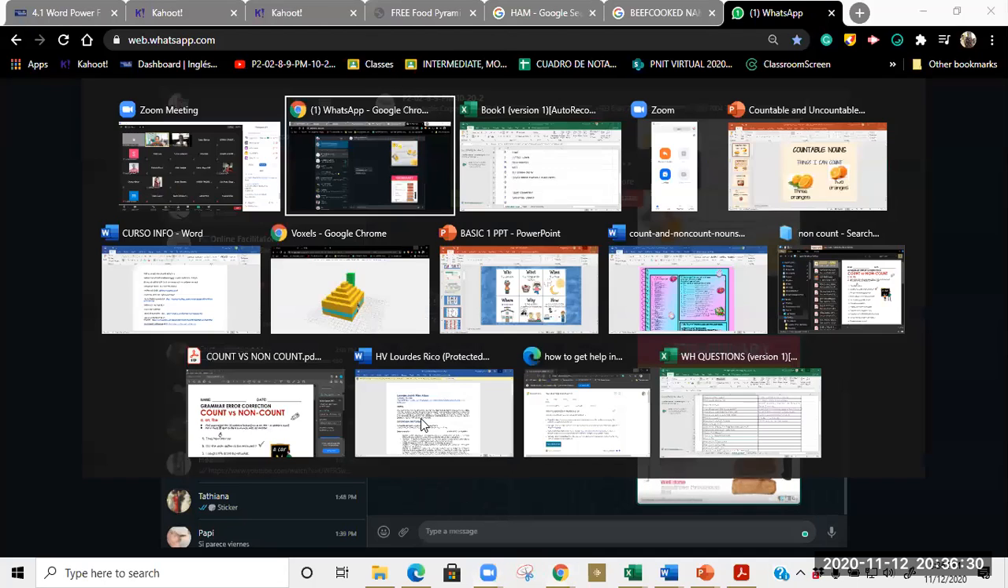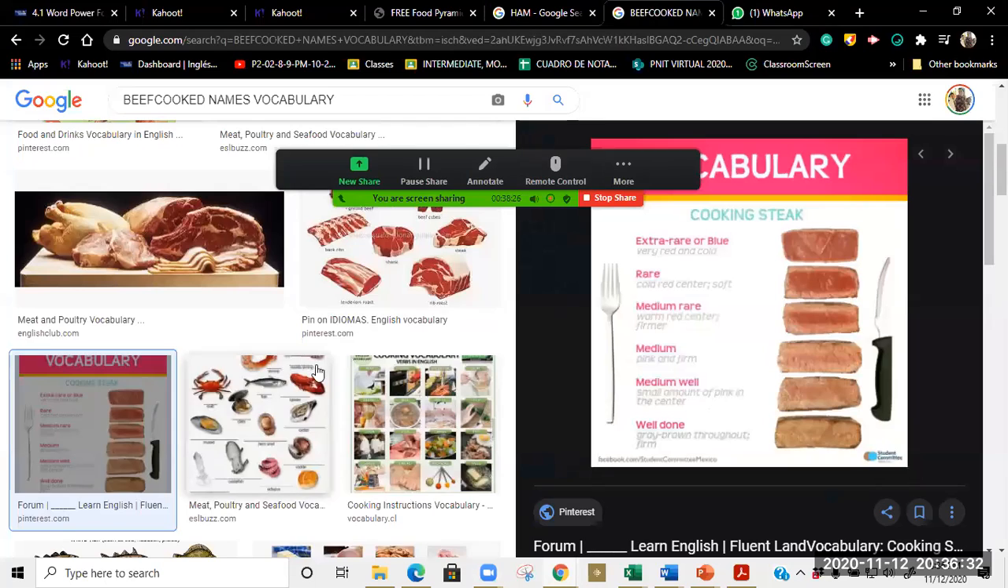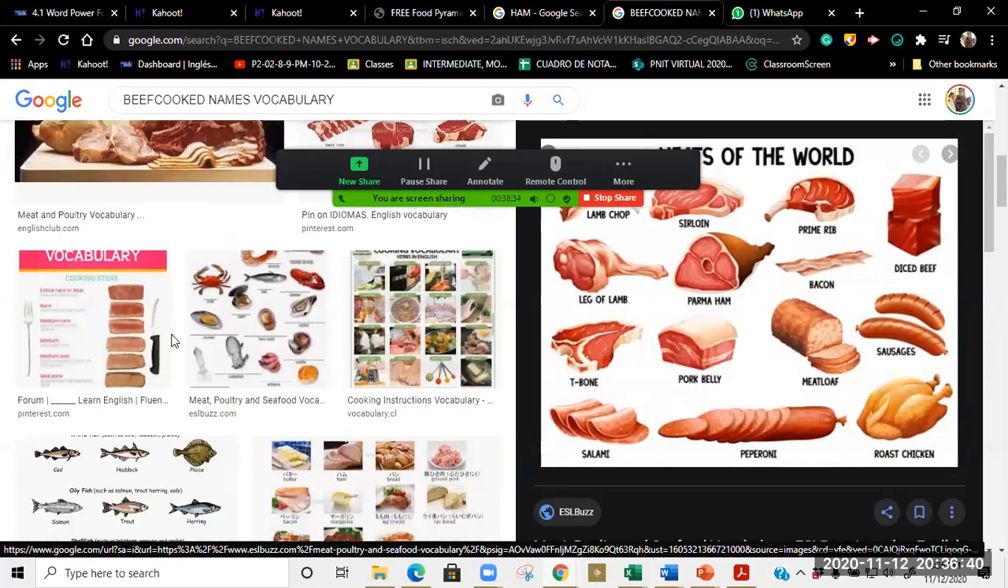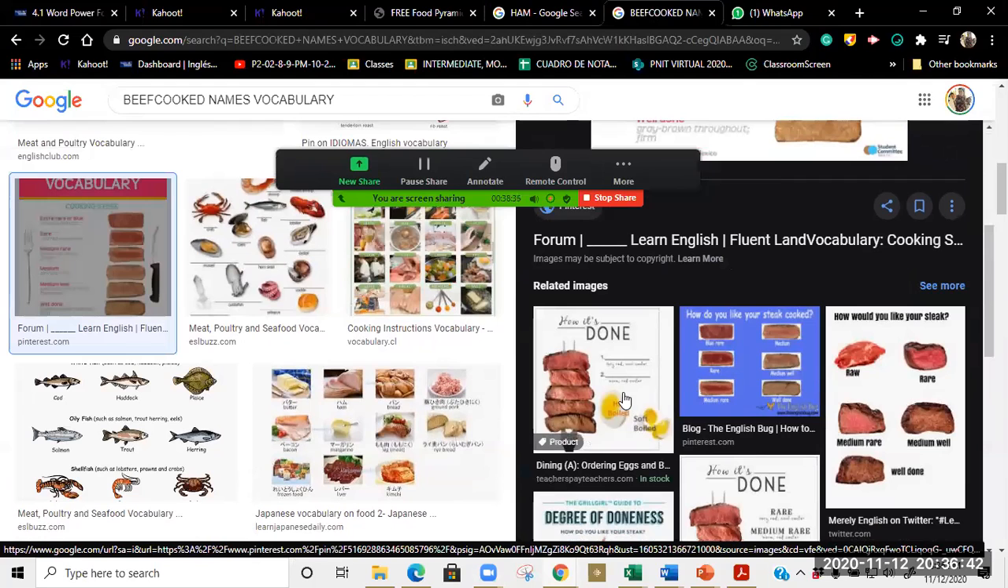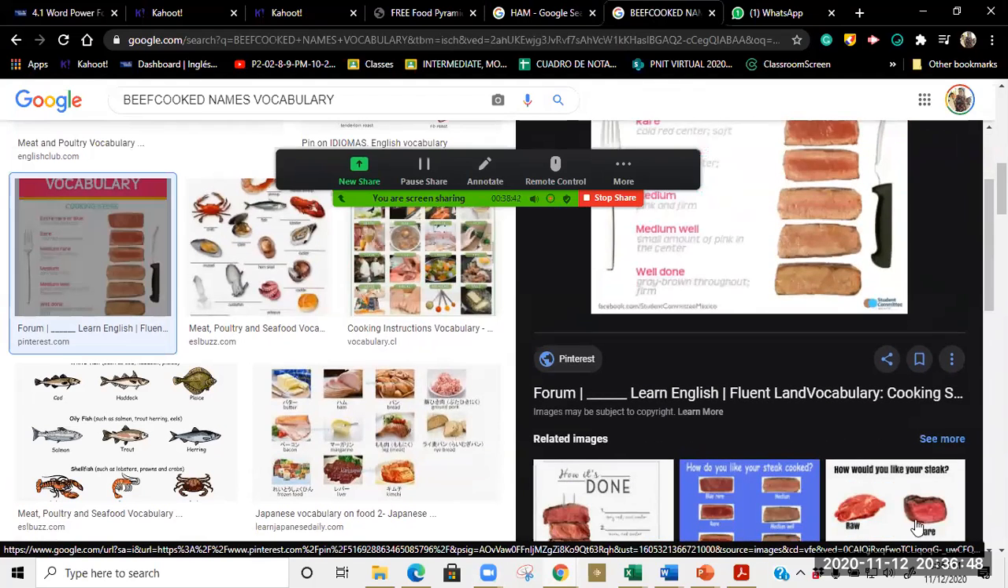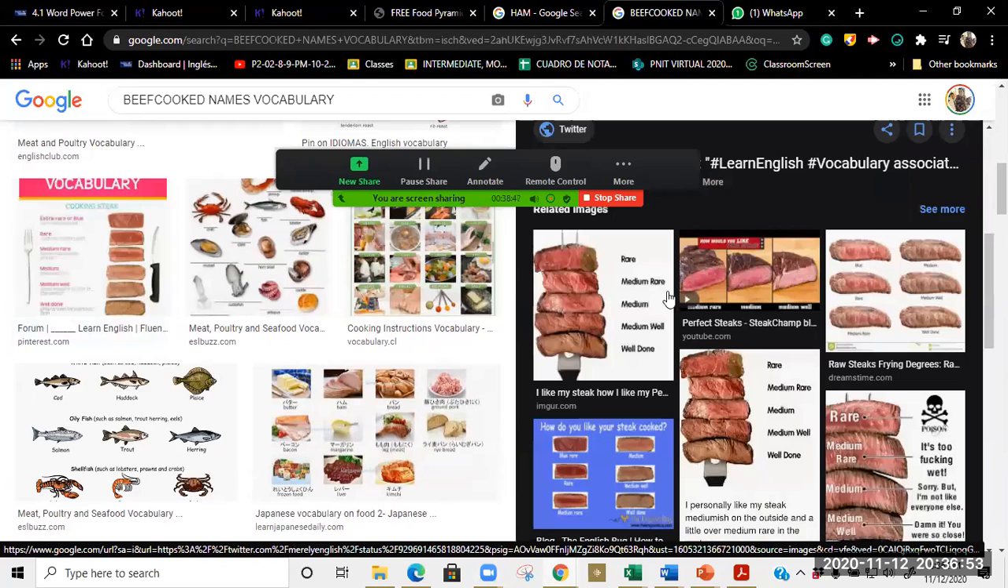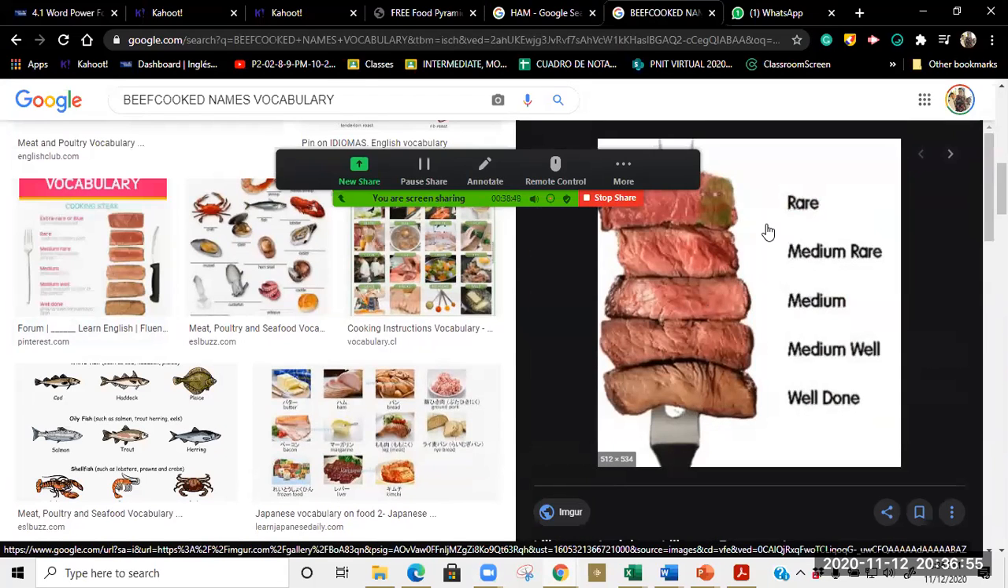Okay, and this other one is the types of meats. Let me see, there was another one here. Just this one. It's the same picture. How you like your beef. Okay. El tipo de cocción. If you like rare beef, medium beef, medium well, or well done. Bien cocinada, medio cruda, super cruda. Okay? That's how you would say it, rare beef.